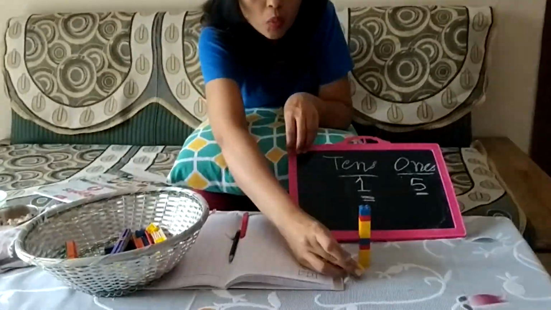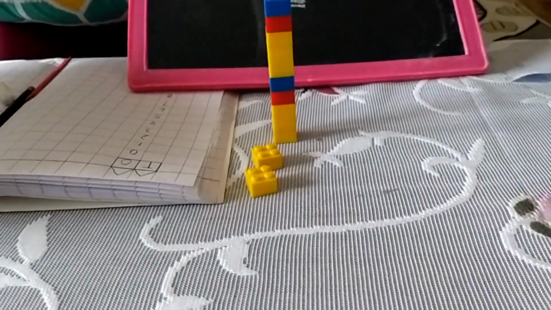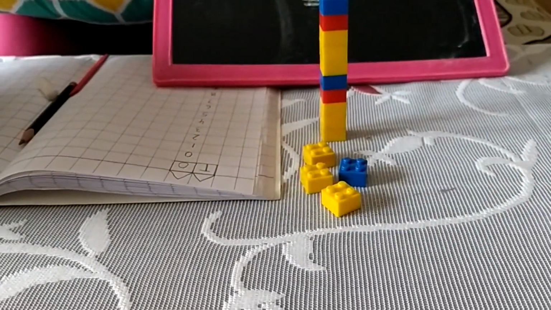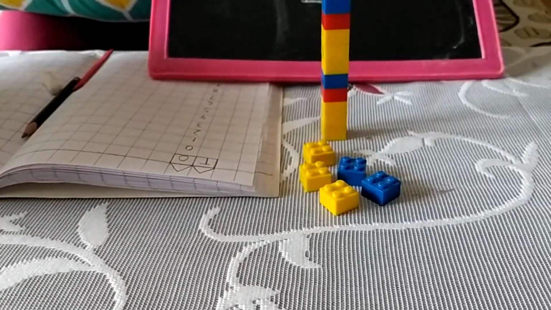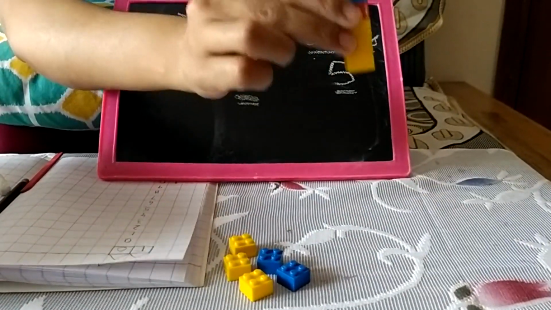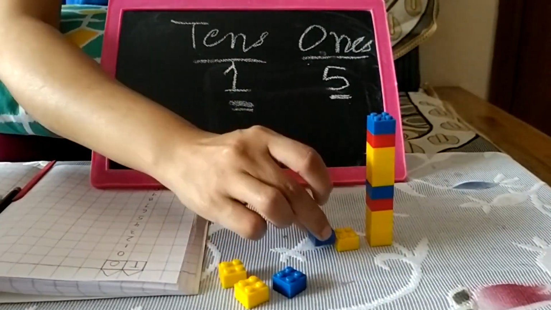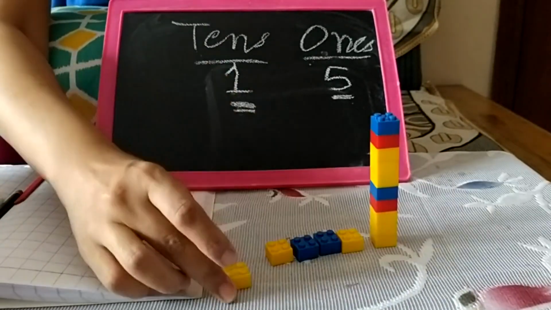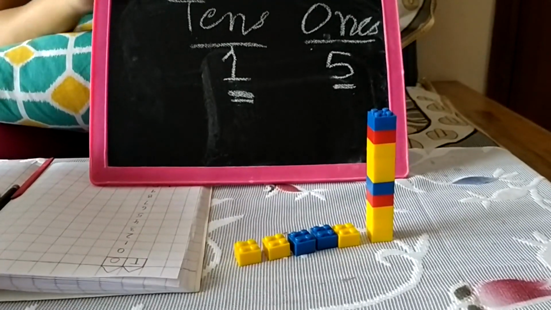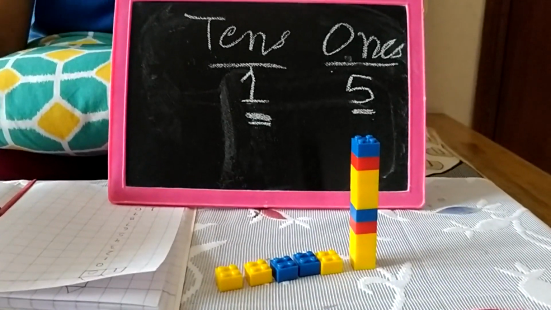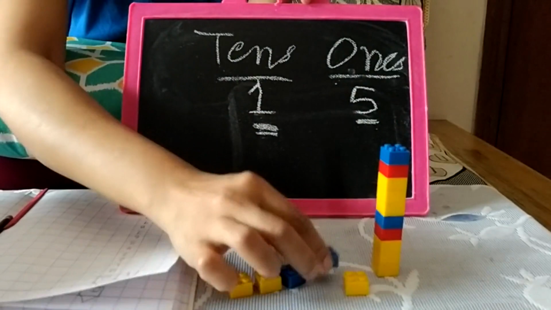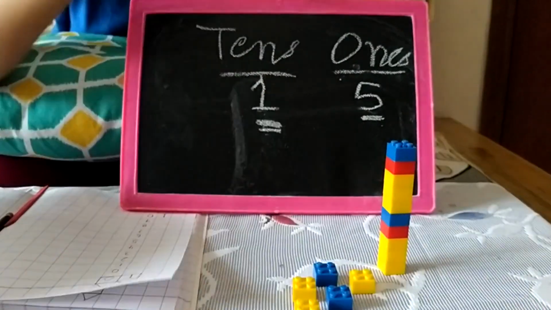So 1, 2, 3, 4 and 5, right? That will make it 15, right? Because 10 here we have, this is 10, 11, 12, 13, 14 and 15, right? So here we have 15 blocks, right? You got the point? Here is the bundle of 10 blocks, then 11, 12, 13, 14 and 15.